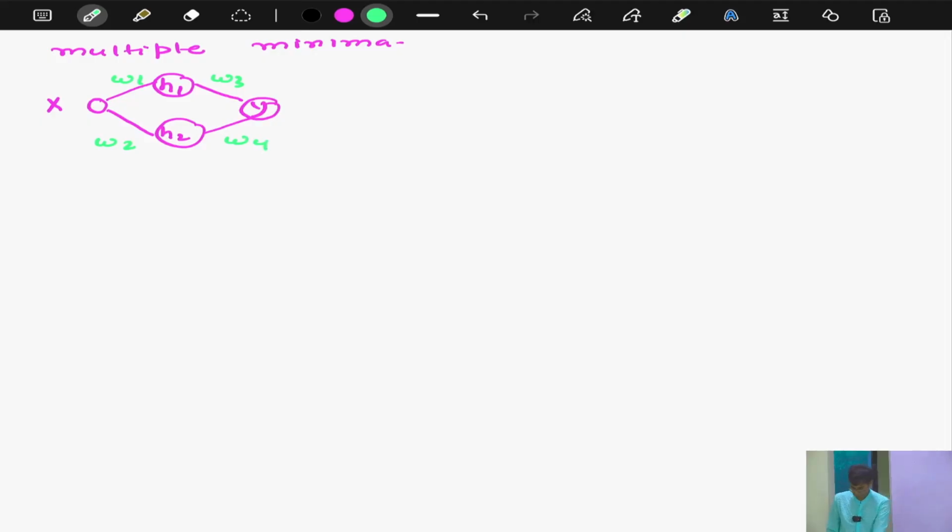Okay. So what is y equal to in terms of x? You can easily find it out, right? Obviously W3H1 plus W4H2, where H1 and H2 are basically W1X1 and W2X2, and obviously there is an activation also there, right? Now think about it. If I take the same network, right?